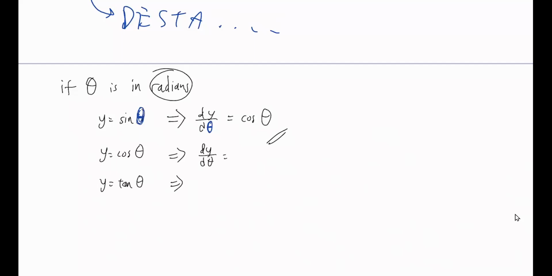I'll just write it down. Do you recall what's the derivatives? Differentiate cosine, you get what? Cosine, you get negative sine. Tangent you get secant square. Very good. Okay, that is for radians.